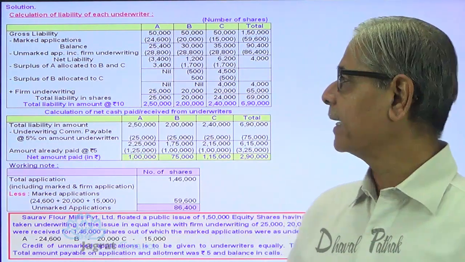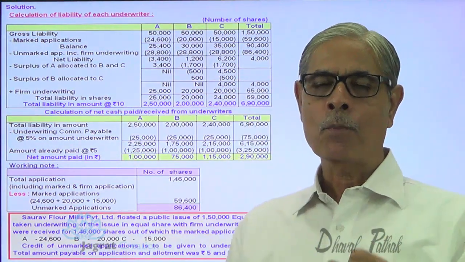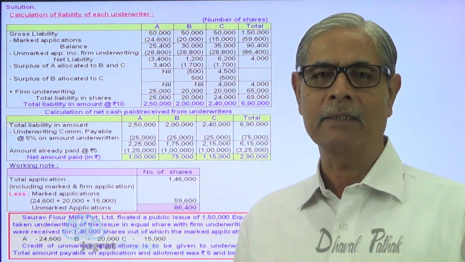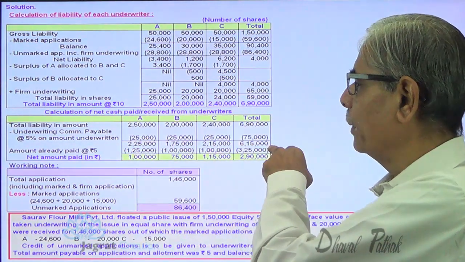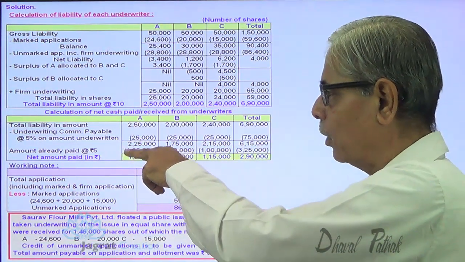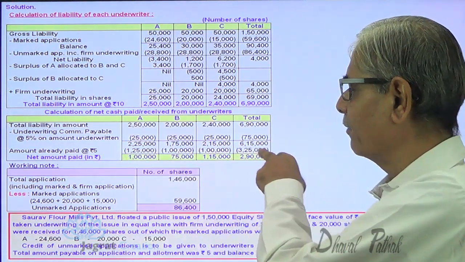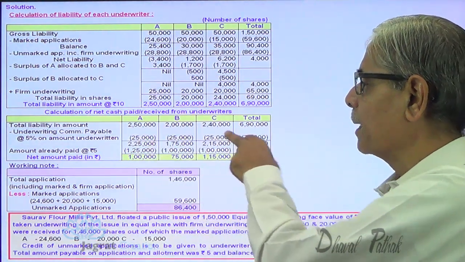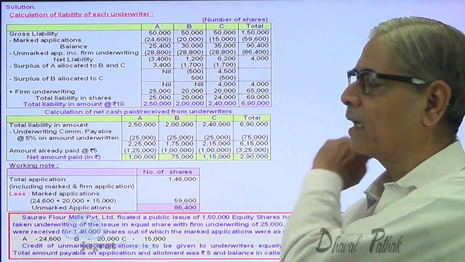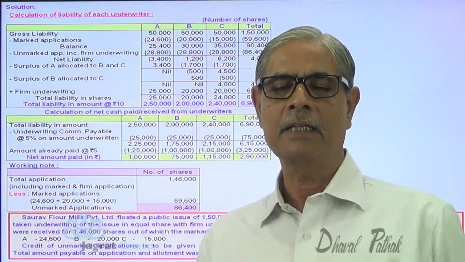What are the other shares that they are required to purchase? As per underwriting agreement, they were 4,000 shares. And what is the total amount payable thereon? And the amount already paid and the amount to be paid by them: they have already paid 1,25,000, 1 lakh and 1 lakh. This is the total amount that they are required to pay. Here the adjustment for underwriting commission is made and the net liability of each underwriter is worked out.